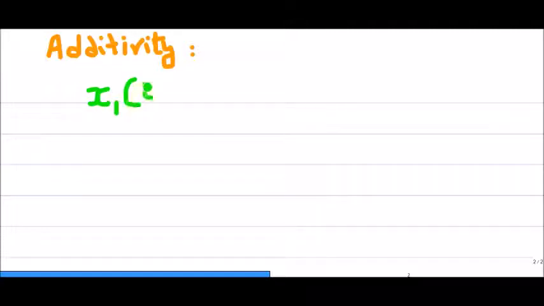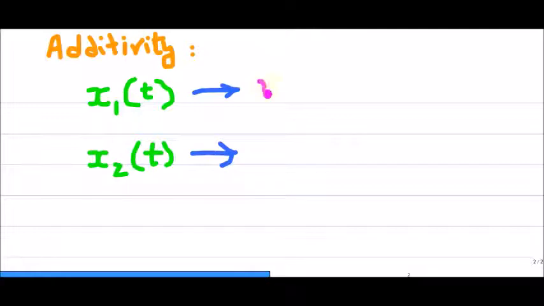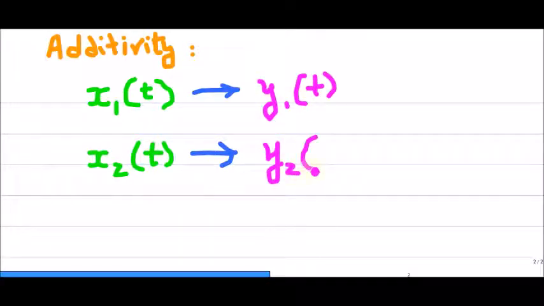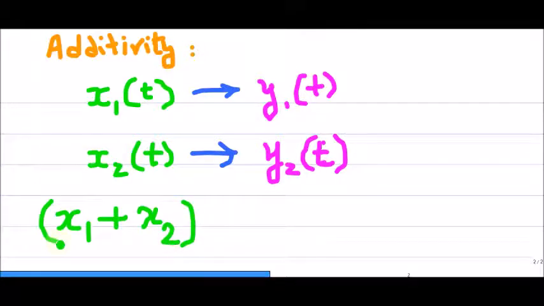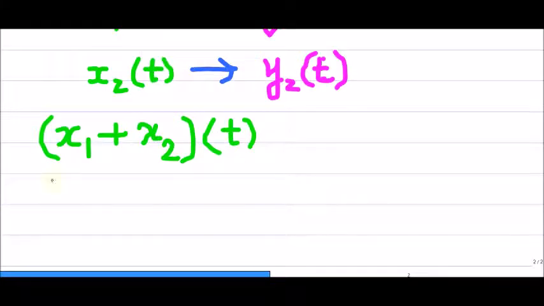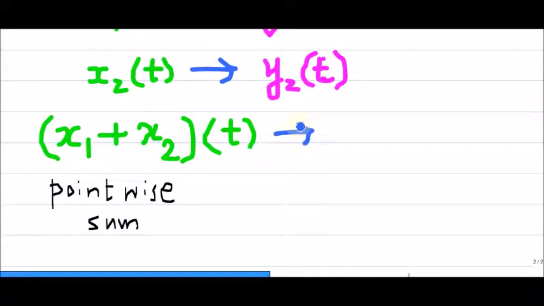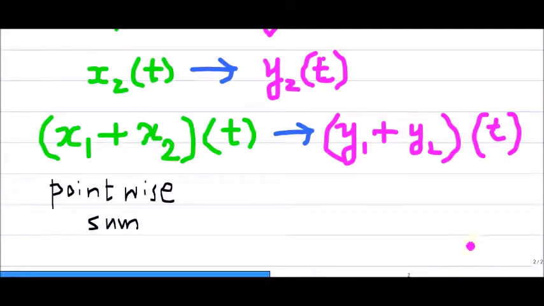First, we pick up additivity. By additivity, we mean that if I have an input signal x1 of t and another input signal x2 of t, each giving rise to an output y1 of t and y2 of t respectively, and if I feed the sum of the two inputs, which is x1 plus x2 of t, which is nothing but the pointwise sum of the inputs, to the system, it shall result in an output which is nothing but the pointwise sum of their outputs. This property is known as additivity.